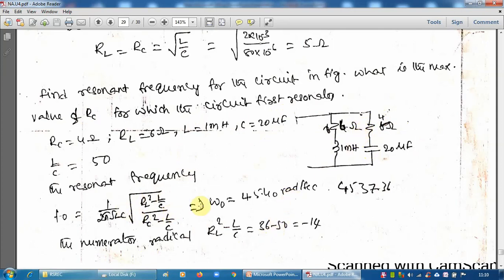First of all, the resonance frequency can be easily determined as all values are given. RL is 6, RC is 4, and XL. XL means this is L, which is given in millihenries. XL is 2 pi FL. Similarly, C is given and we need XC, which is equal to 1 by 2 pi FC.